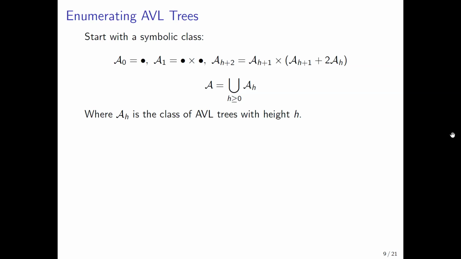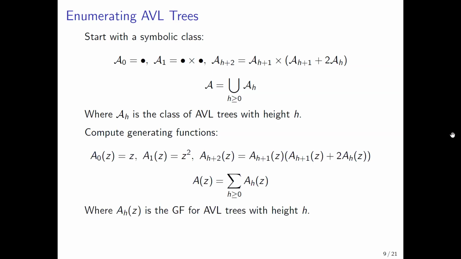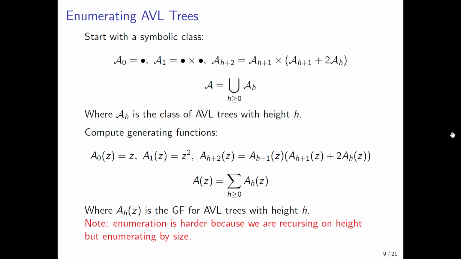And then if we take the union over all the different possible heights, that gives us the class of all AVL trees. And then we can compute generating functions given this symbolic expression. Our generating function is just the sum over all the different heights. And now we run into a problem because we don't have an obvious way to get a closed form expression for our generating function. And also, we're recursing on the height, but we're actually enumerating on the size of the trees. And so that presents an additional problem.